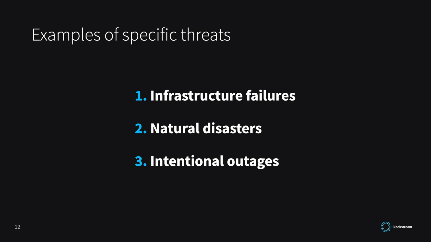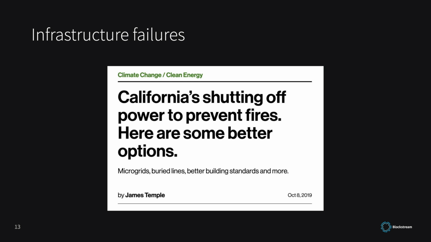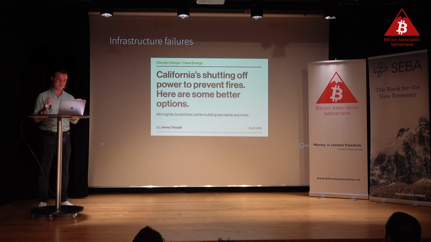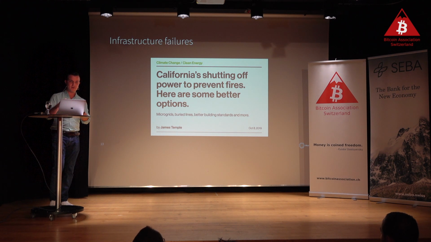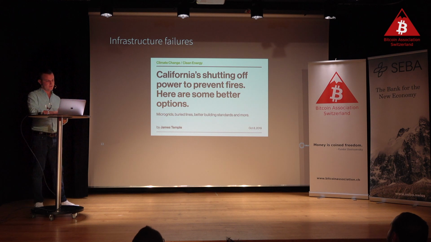So examples of specific threats that might mean that you need some redundancy for your Bitcoin network access: infrastructure failures, natural disasters, and intentional outages. It's a little bit of a euphemism. So infrastructure failures, we're already seeing that even in developed economies. California is going to switch off its power, which you can guarantee is going to affect some of the internet infrastructure. People don't have a choice about this, it's just going to happen to them. If they're completely dependent on Bitcoin, that would become an extremely big problem for them. They wouldn't be able to transact, they wouldn't be able to buy supplies, that kind of thing.